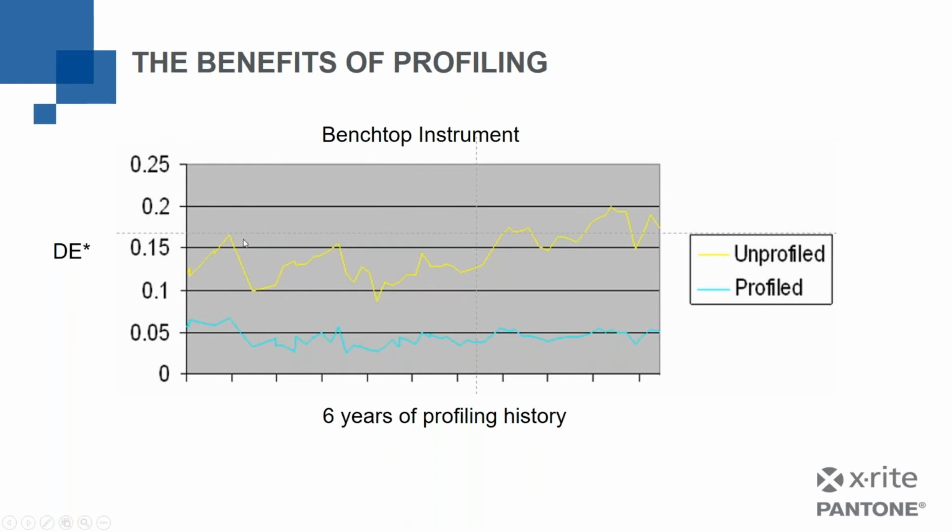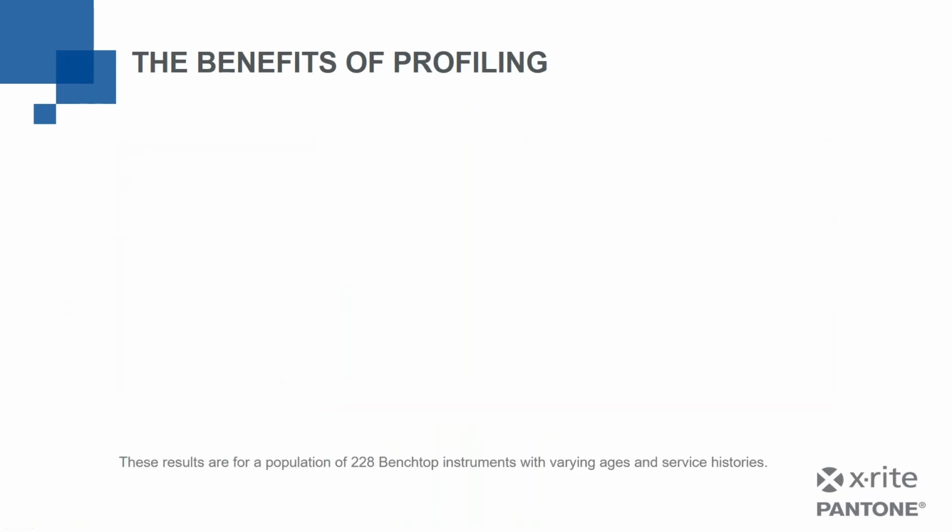What's interesting is that you see these peaks and valleys and a lot of variation in that device from month to month over a 6-year period. Yet if we look at the blue where the profile goes, there's still some peaks and valleys, but we're down in a 0.05 delta E range. So the variation that's going on there is extremely minimized, giving us a much more repeatable, reliable result. And the last piece of data we're going to look at is the result for a population of 228 benchtop instruments.